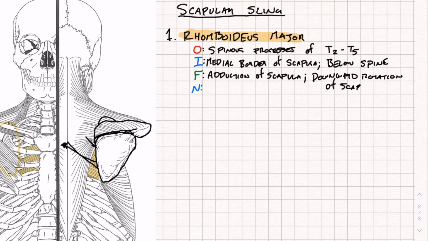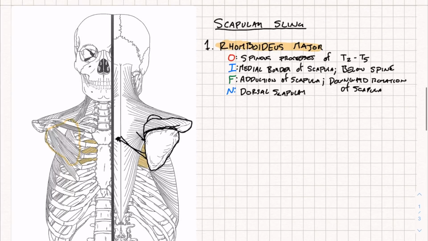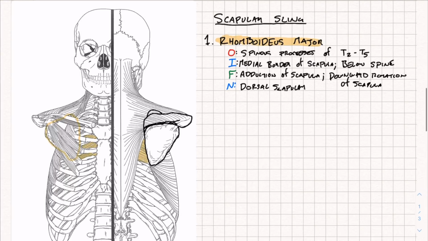And you always have to put what you're acting on. So downward rotation of the scapula. This is more going to be like if your scapula is upward rotated and then you're going back. These can assist with bringing that scapula back down, downward rotation, more into the neutral position. Okay, so the rhomboid major. Now we need to talk about the nerve. The nerve is called the dorsal scapular nerve. Okay, there's the information we need to know on that muscle. Now we can move on to the next one.